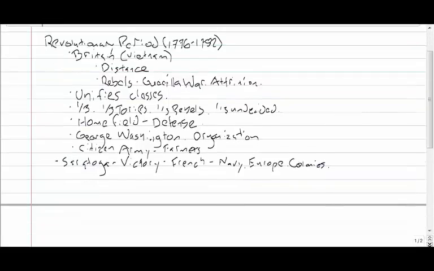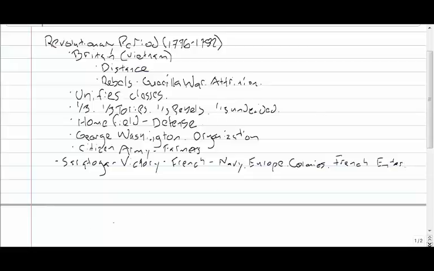With that being said, Saratoga is what brings the French in. And because the French enter the war, the French enter on our side, it pulls tremendous pressure off of our objectives on the battlefield. So that's huge.